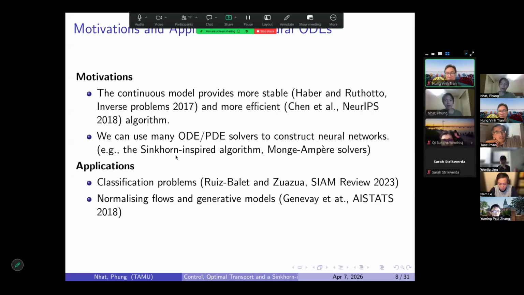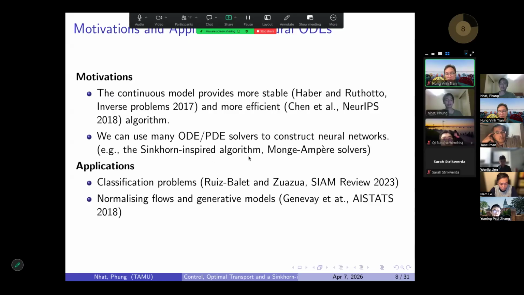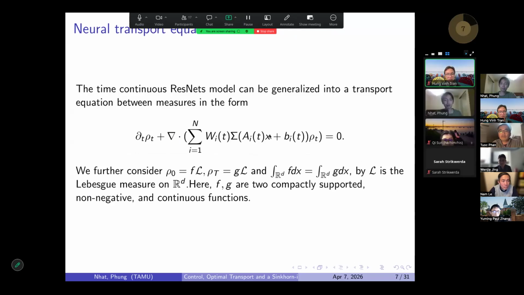That's why, after we have continuous testing, we can use the Sinkhorn algorithm with optimal transport. And then we also have Monge-Ampère, because Monge-Ampère is also linked with optimal transport, and then we can use its solver. Usually, many people already work on Monge-Ampère a lot, so we can say that we have the solver, and we can just apply it to construct the neural networks that we want to approximate here.